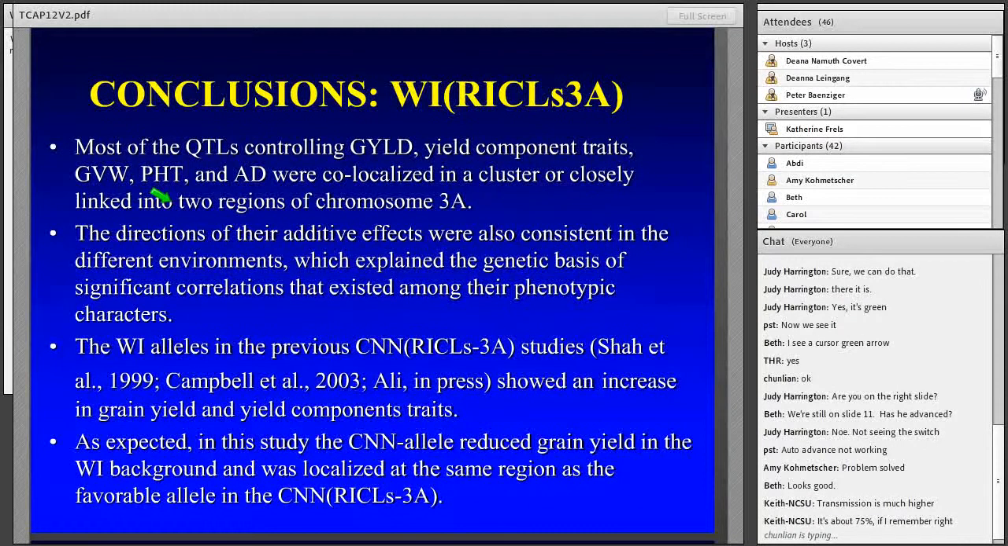So what were our conclusions? Most of the QTLs controlling grain yield and yield components were localized in a cluster or two regions on chromosome 3A. The directions of their additive effects were consistent in the different environments, and that explained the genetic basis for correlations. The Wichita alleles in the previous Cheyenne-Rickles 3A studies showed an increase in grain yield in virtually all of those. And as expected, the Cheyenne allele reduced the grain yield in the Wichita background, and it was in the same region. So it's a very good validation of what our previous work had shown.